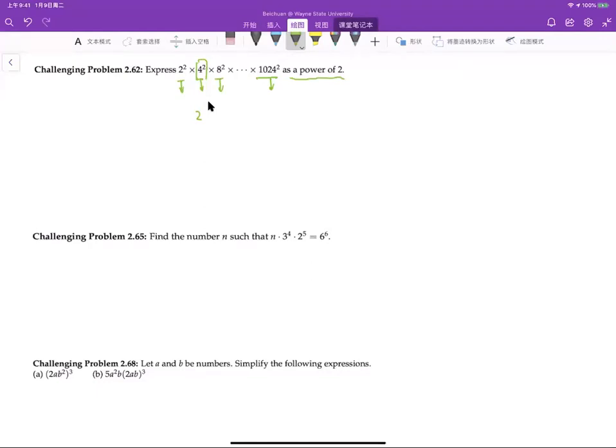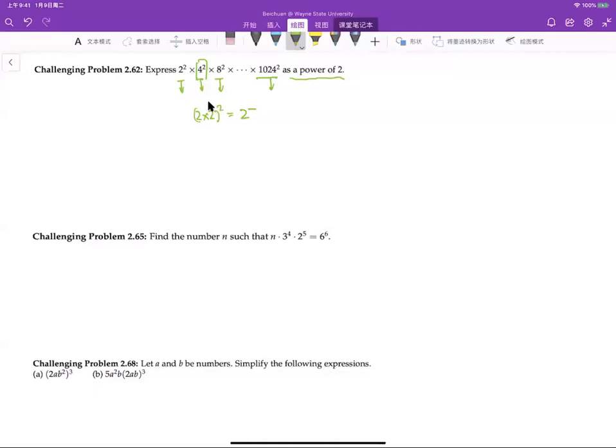Wait, what? Can you say it again? So how do we write 2 squared as a power of 2? What's the exponent in 4 squared? 2. 2? Are you sure? Well, it's 2 to the power of 2 in parentheses, and then to the power of 2. Yeah, so that's equal to 2 raised to 2.